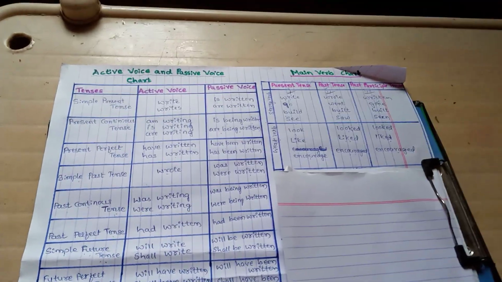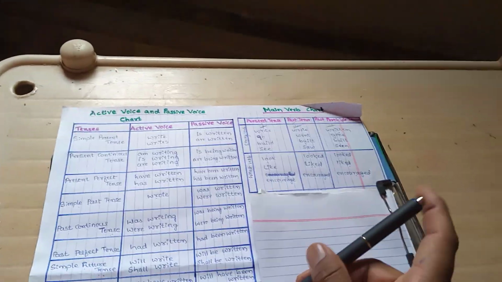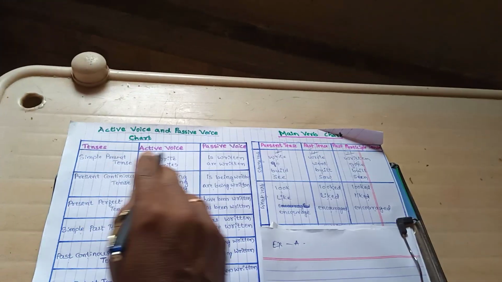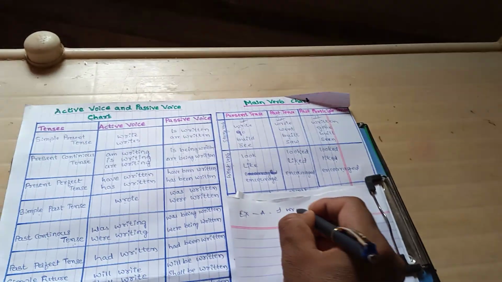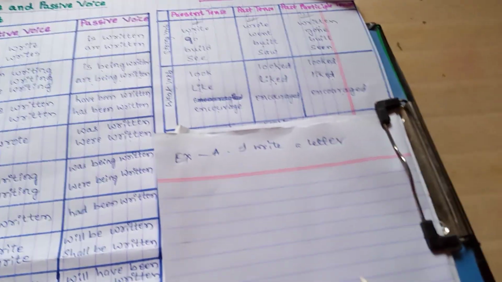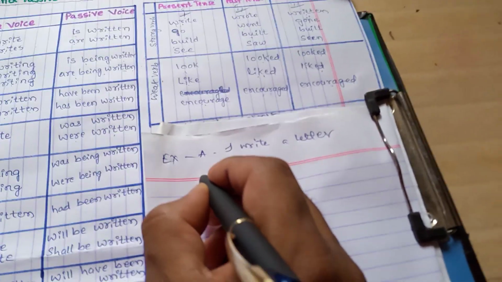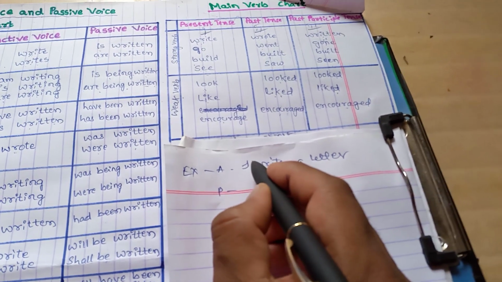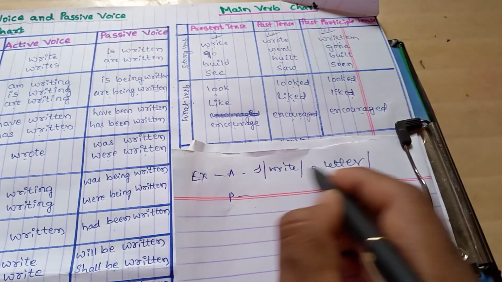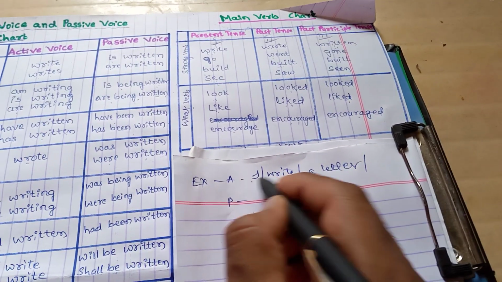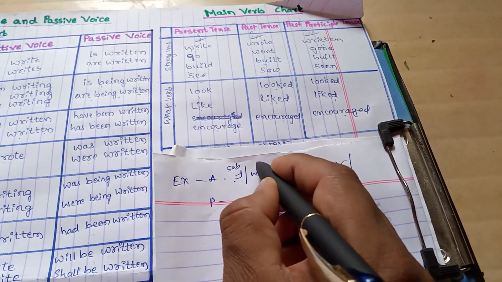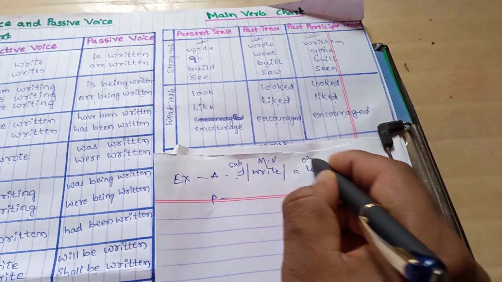Okay. See, I will give one example. Active voice in simple present tense: I write a letter. You have to make partitions. See, 1, 2, 3, means make parts. First part is called the subject. Second part is called the main verb. Third part is called the object.